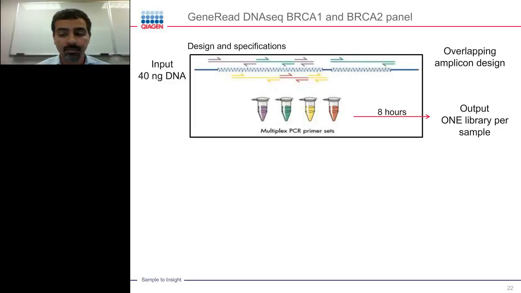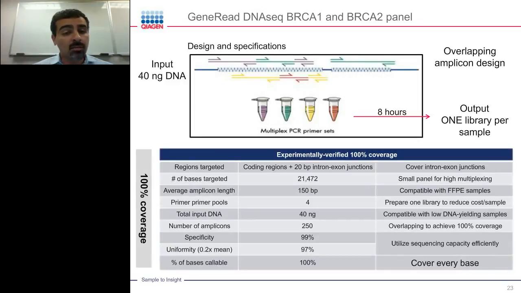down on your costs. Now, looking at some specifications, it has 100% coverage for every single base in the exonic regions of BRCA1 and BRCA2. Not only do we target the exonic regions, but we also target some intronic regions to cover the intron-exon junction. So we cover, on average, about 20 bases around each exon. So again, we cover the exonic regions plus some of the intronic regions to get that intron-exon junction. There are close to 21,500 bases covered by this panel.